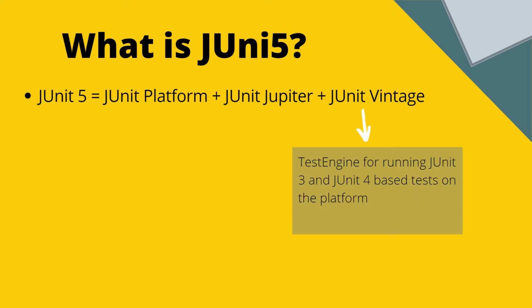Let's move to JUnit Vintage. As the name suggests, it is there for backward compatibility. It provides a test engine for running JUnit 3 and JUnit 4 based tests on this platform. This is there only for backward compatibility. Hence, JUnit 5 is a combination of JUnit Platform, JUnit Jupiter, and JUnit Vintage, and we understood the work of these sub-projects or packages so that we can include them in our project as and when necessary.